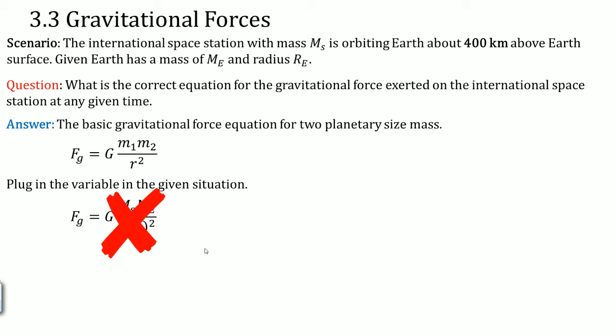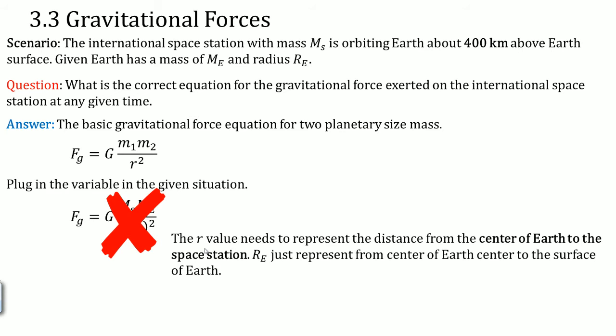This is actually incorrect. The reason why it's incorrect is this. The r value needs to represent the distance from the center of Earth to the space station. So here is Earth. Here's the space station that is orbiting it. And the R has to be the entire thing here. This has to be R.